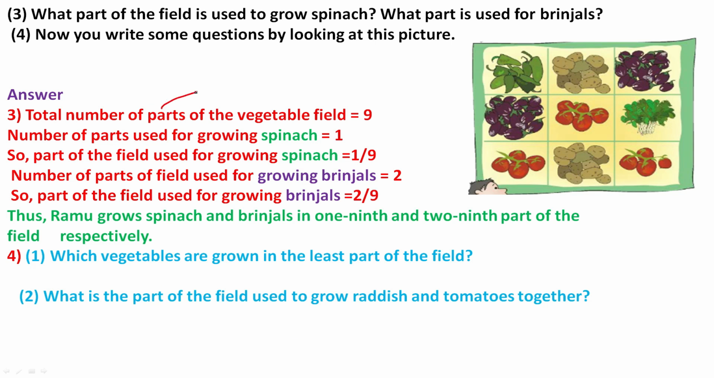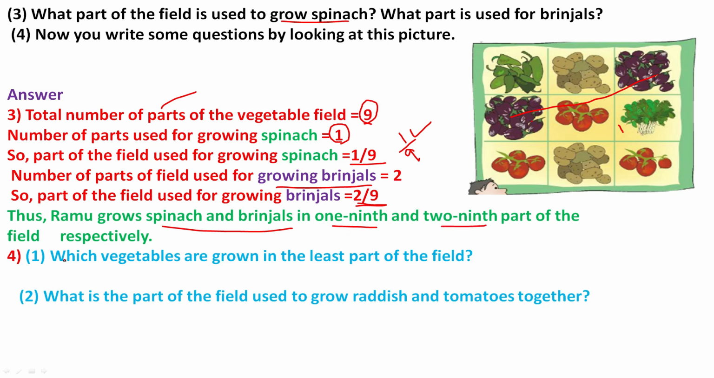What part of the field is used to grow spinach? There is a spinach here. Here only 1 part. So out of 9, 1 part he grows spinach, that is 1 by 9. Growing brinjals: 1 and 2. 2 parts, these 2 brinjals, so 2 by 9. Ramu grows spinach and brinjal in 1/9 and 2/9 part of the field respectively.